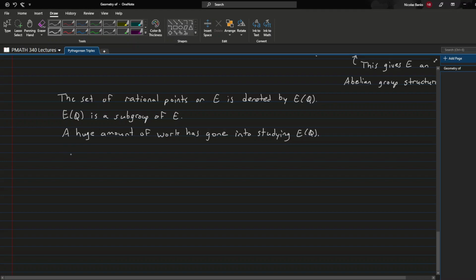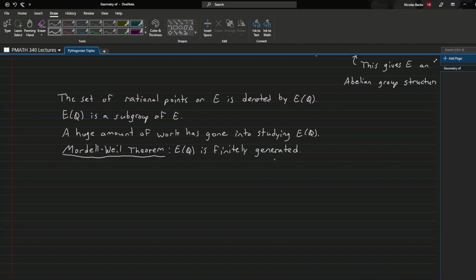So one example, which was and still is a very celebrated theorem, is called the Mordell-Weil theorem. Louis Mordell is a British mathematician, I believe, and André Weil is French. Mordell proved a version of it, and then Weil came along later and generalized it. The Mordell-Weil theorem says that E of Q is finitely generated. So it's a finitely generated abelian group, which means we know a lot about what it should look like abstractly.